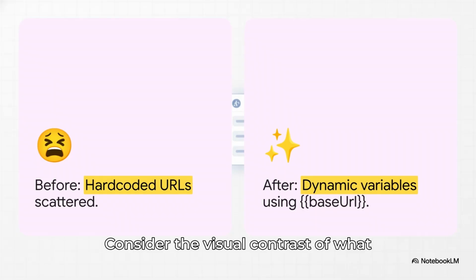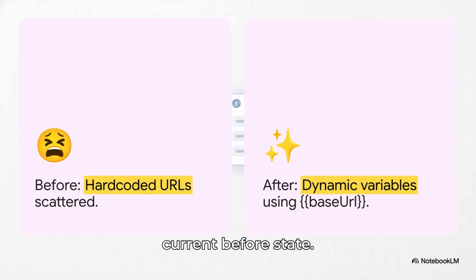Consider the visual contrast of what we're aiming for today. Think about your current before state. You probably have a messy, hard-coded collection where something like dev-api.example.com is just scattered across every single request. If that URL changes, good luck, you have to hunt down every single instance of it.